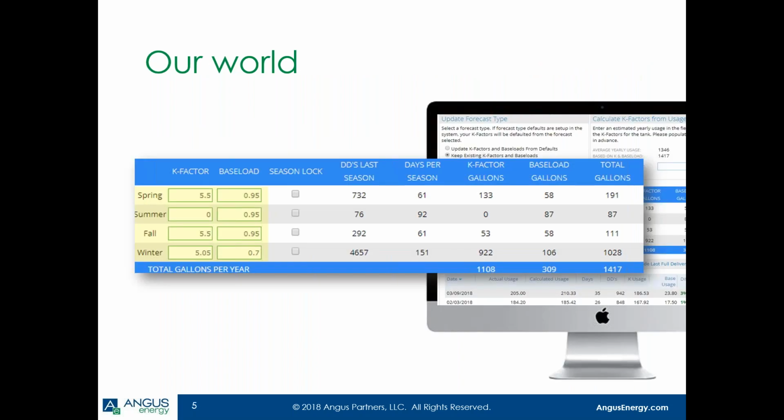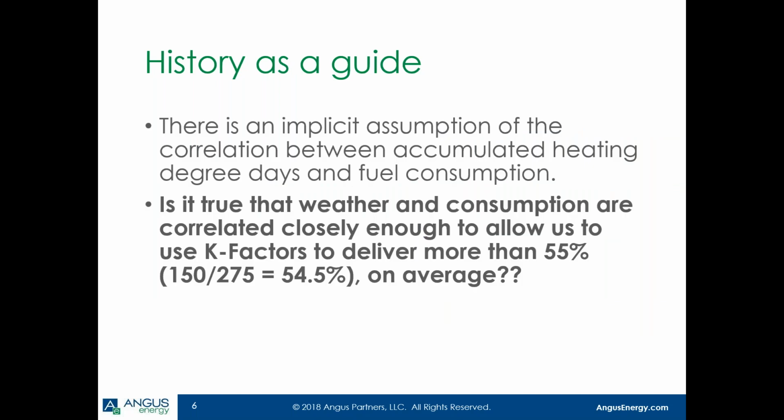Okay, this is what we see in our systems, right? Looks pretty familiar. K factors of 5.5 in spring and fall, dropping down to 5.05 in the winter, based on the degree days that we see. And I'm sure many of you have seen this within your own systems. Okay, so there's an implicit assumption of a correlation between accumulated heat, degree days, and fuel consumption.